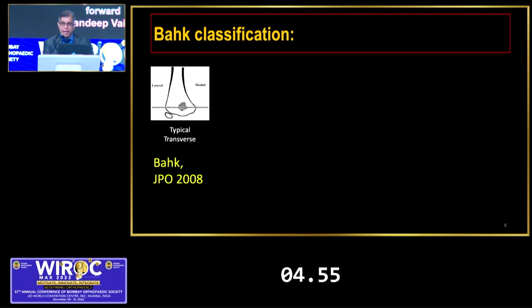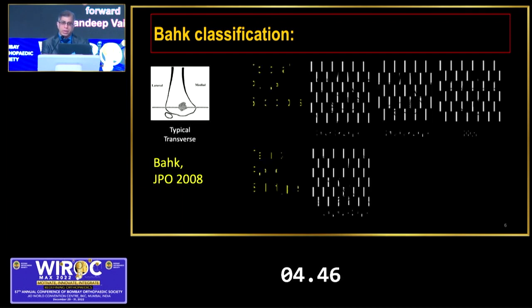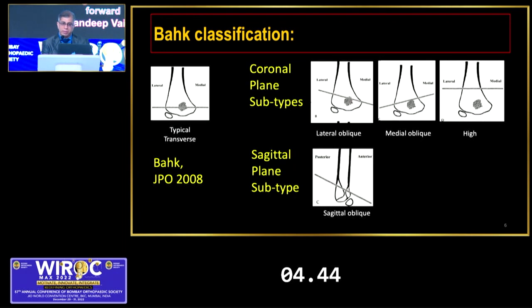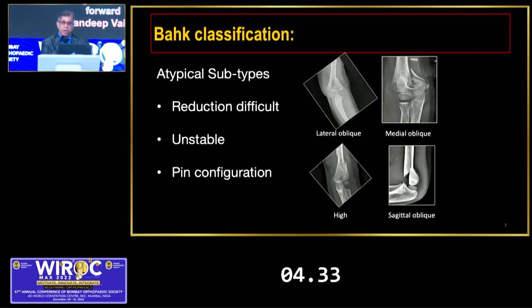Bahk in 2008 classified supracondylar fractures according to the fracture pattern. So majority of the fractures are typical, that is transverse in the sagittal as well as coronal plane. However, there can be a few atypical subtypes. So in the coronal plane, the atypical subtypes can be medial oblique, lateral oblique, and high transverse. In the sagittal plane, the atypical subtype can be sagittal oblique. The significance of identifying the atypical fracture patterns is that the reduction is difficult, these are unstable, and you may need to modify your pin configuration in order to achieve good stability.